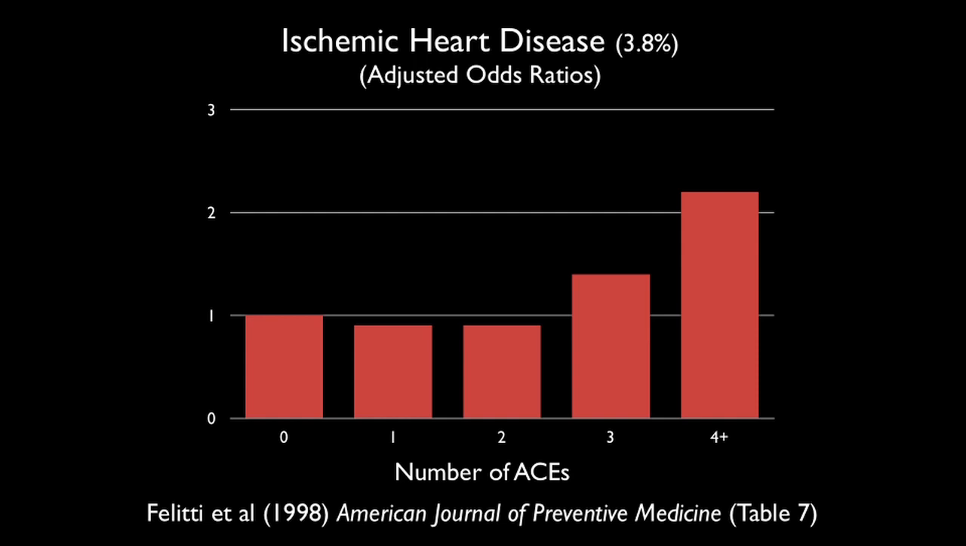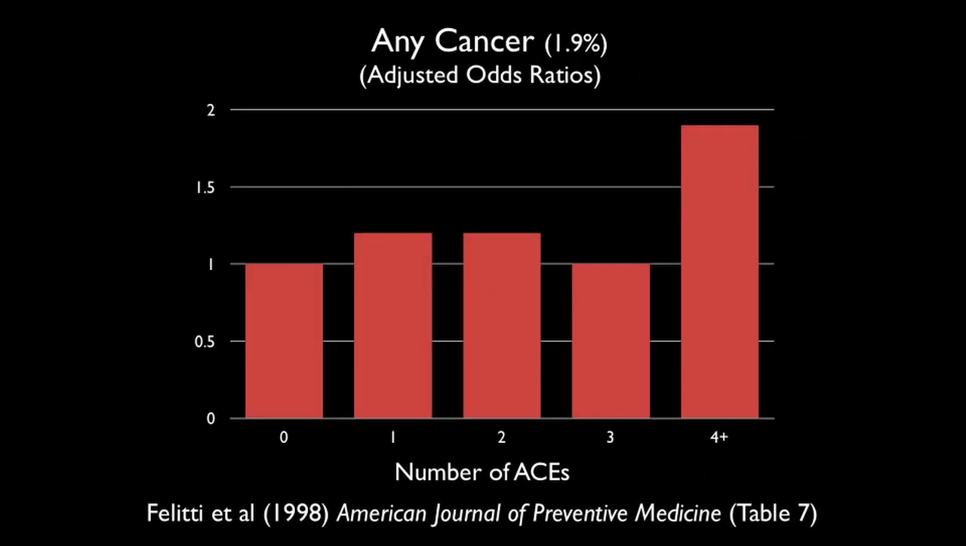Heart disease, again, the likelihood of heart disease increases with the number of ACEs, to the point where individuals with a large number of ACEs are twice as likely to have heart disease. And again, we see the likelihood of having cancer increases to almost twice as great if a person has had 4 or more ACEs.